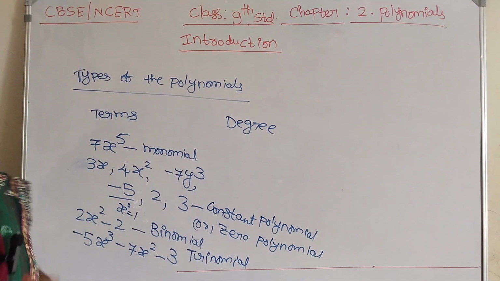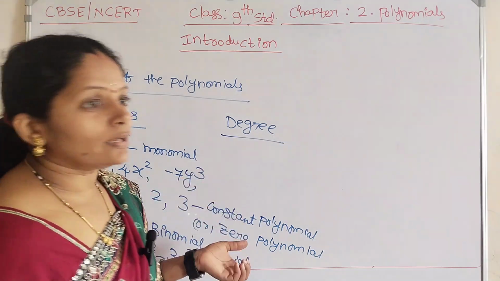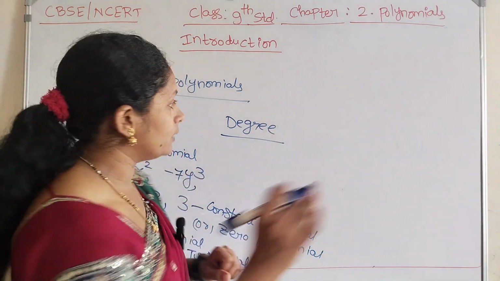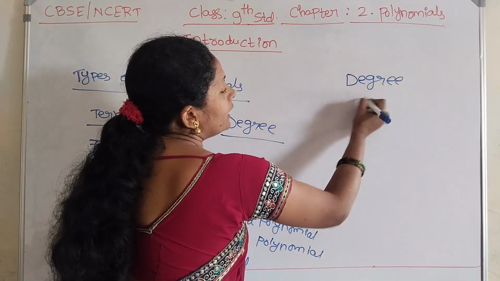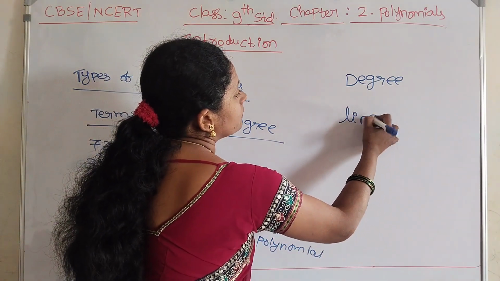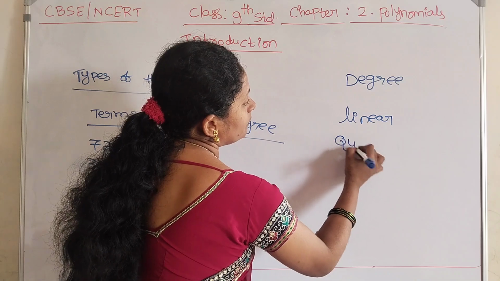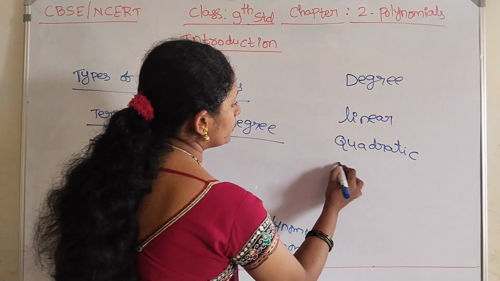All these types are based on the terms only. Next comes the degree. What is the degree? The highest power of a polynomial is called the degree of that polynomial. Based on this degree, there are three types of polynomials. We can say linear polynomials, next quadratic polynomials, and cubic polynomials.